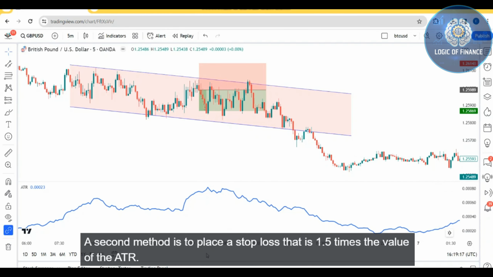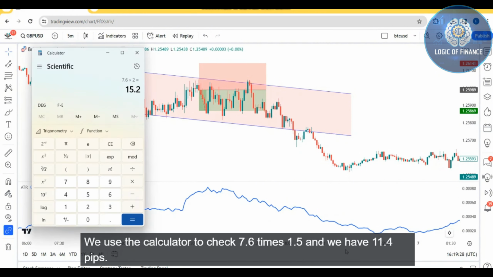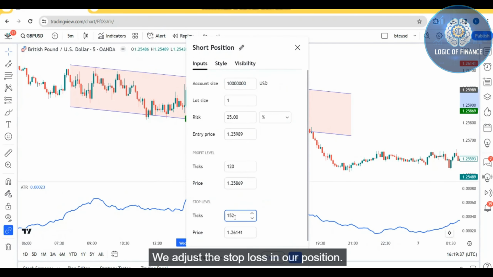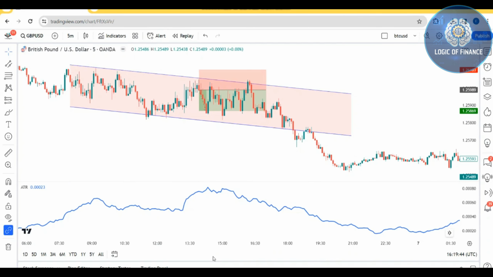A second method is to place a stop loss that is 1.5 times the value of the ATR. Once again, we have an ATR of 7.6 pips. We use the calculator to check 7.6 times 1.5, and we have 11.4 pips. We adjust the stop loss in our position, and here we have it, once again outside the market structure.